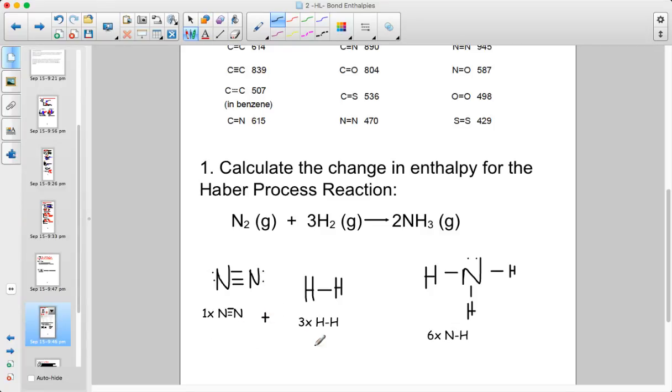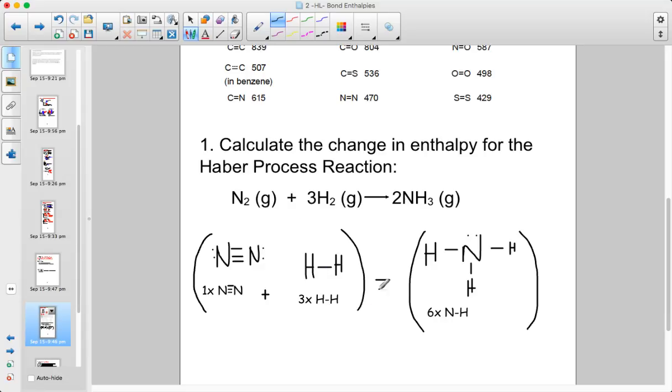We have to break that apart. We have to break apart 3 H to H bonds. And so those are all the bonds that we have to break. Okay? And then the bonds that we're forming on the right are 6 N to H single bonds. And so I'm going to subtract. This is the energy in, this is the energy input. I have to break these bonds. That's a positive value.